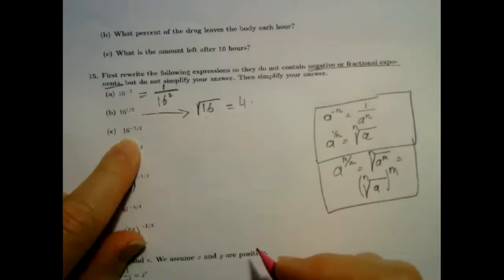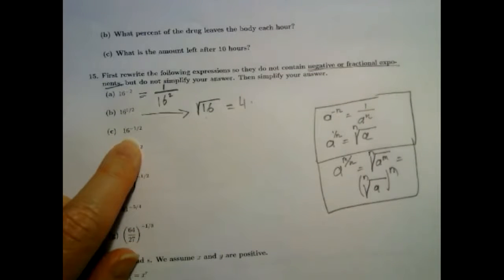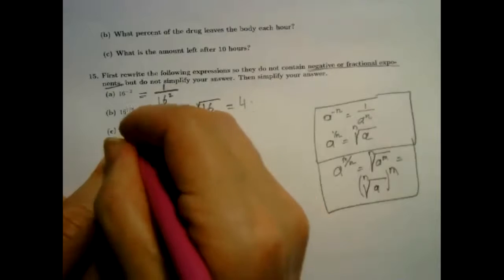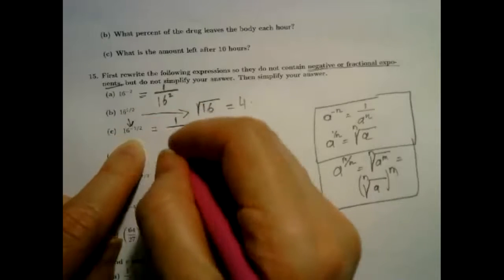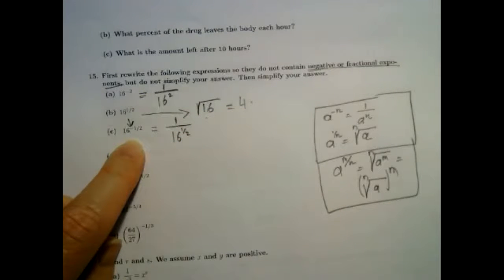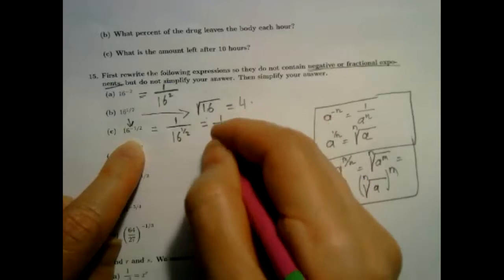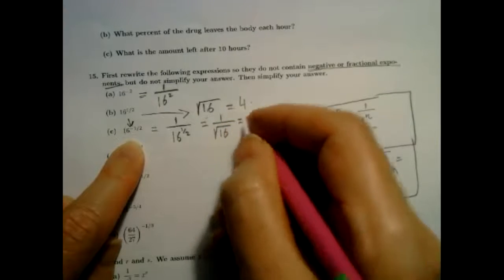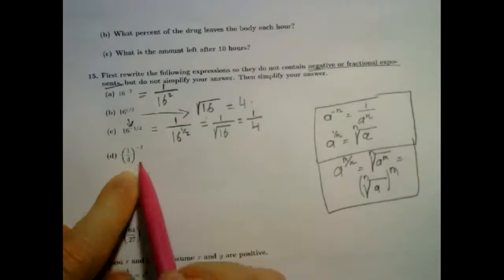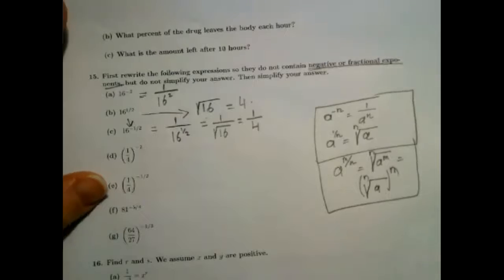We know that. 16 to the minus a half, quickly. One over 16 squared. Absolutely. It's 1 over. Whenever you have a minus, it means you take the same thing and you put a plus, but in the denominator. Which is going to give me 1 over the square root of 16, which is 1 over 4.